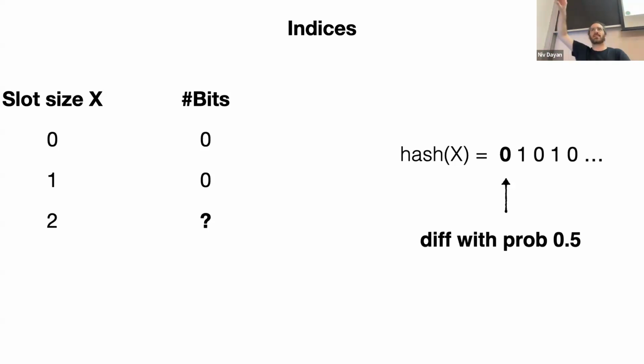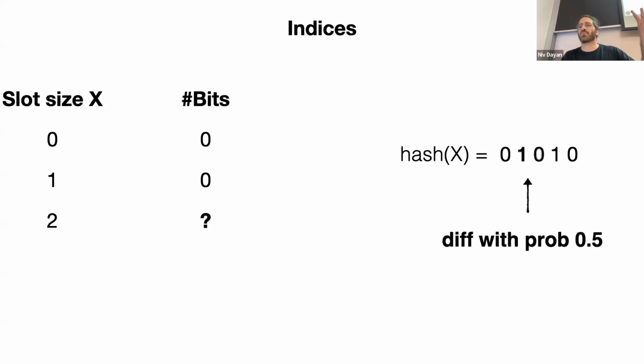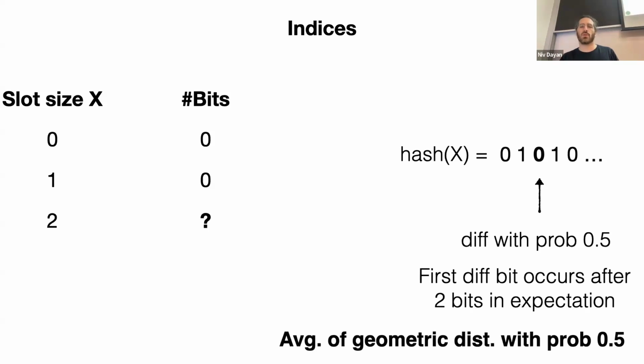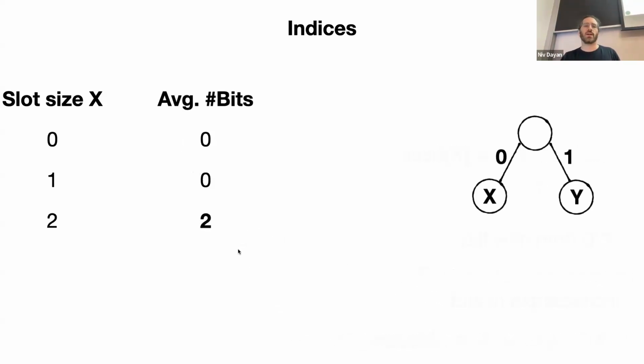For every 2 bits that I'm looking at in the 2 hashes of the entries, there's a 0.5 probability that they match and a 0.5 probability that they don't match. So we might ask, after how many bits are they going to be different? In expectation, 2. So in expectation, the first different bit occurs after 2. That's also the average of the geometric distribution with probability 0.5. So on average, assuming that I have 2 entries in the trie, I need 2 bits.